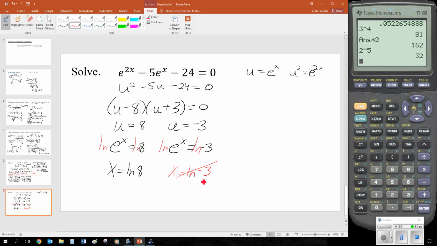So if you end up with something like that, just cross it off. This will be our answer. x equals natural log of 8 for these problems. All right, that's solving exponential equations.